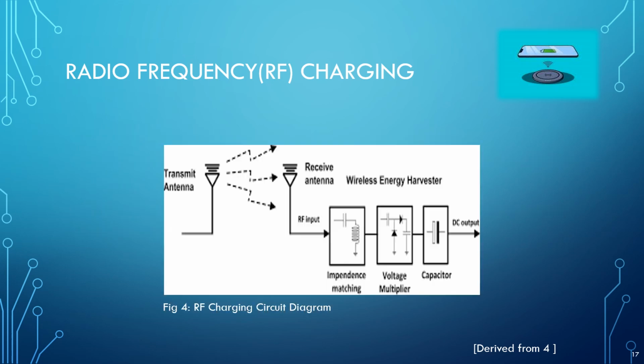This is a figure showing RF charging method. Similar to the microwave charging, the transmitting antenna transmits the radio wave and the receiving antenna with the proper inner circuits. The receiving antenna receives and charges the device's battery.